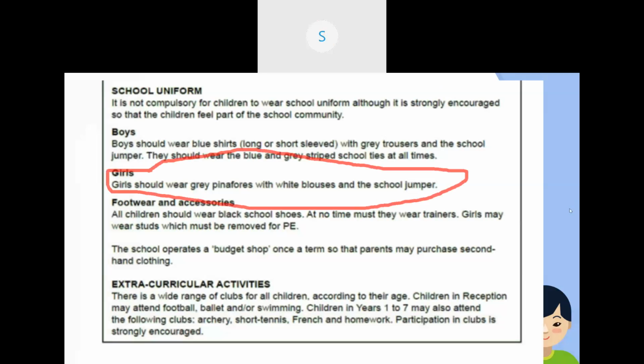Footwear and accessories. Girls then wear studs. No time where starch must be removed for P. Okay, then I think, yeah, I overlooked that.